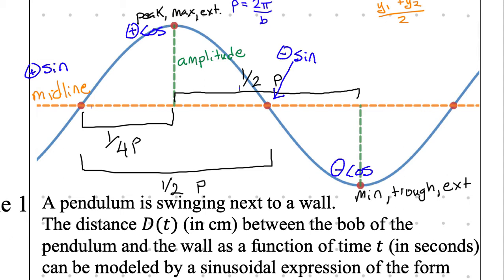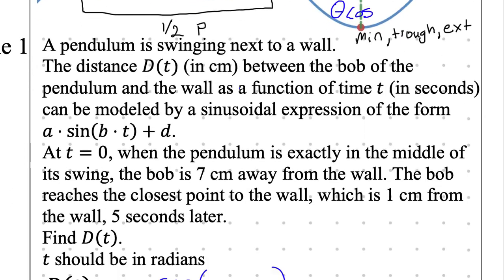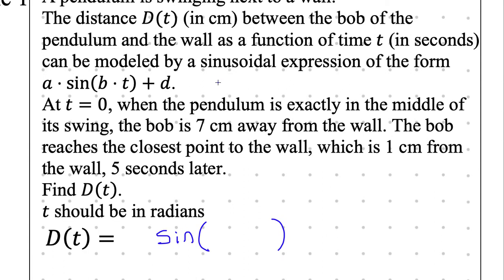All right, so we know that we are talking about the midline. And then I also know that the midline is 7 because I'm at the middle of it. This is plus 7. Okay, so from there, I need to figure out what my amplitude is. What is my amplitude? I start at 7.